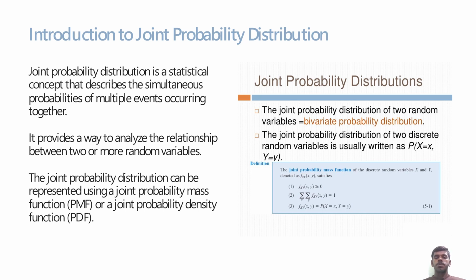Joint probability distribution. The joint probability distribution of two random variables is equal to the bivariate probability distribution. The joint probability distribution of two discrete random variables is usually written as P(X = x, Y = y).